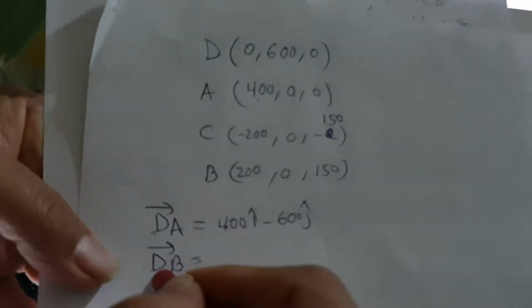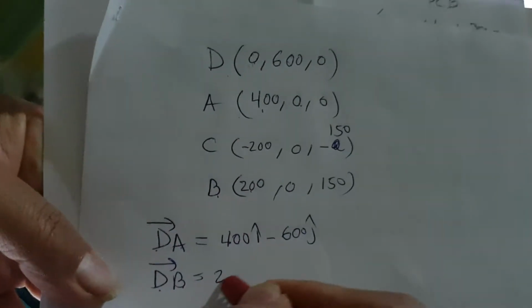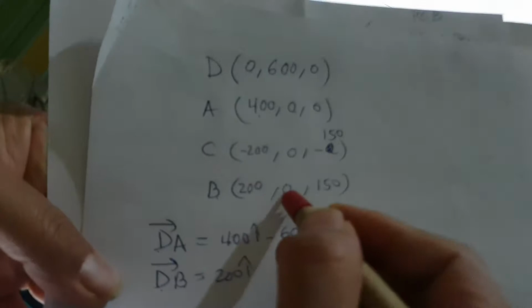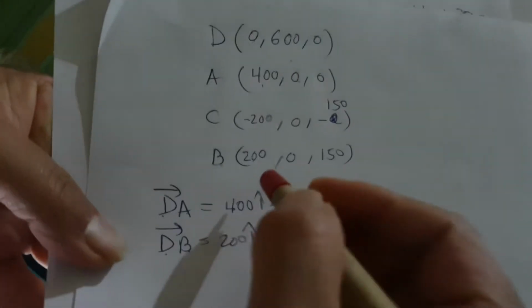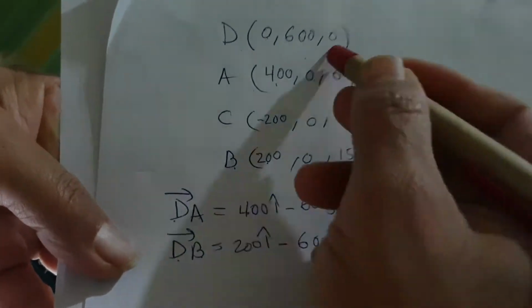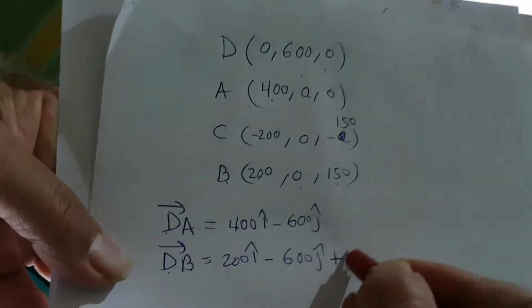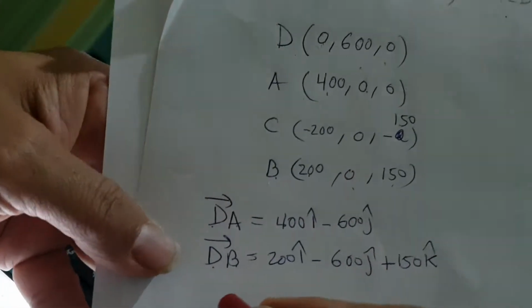So which means B minus D. B minus D: 200 minus 0, 200 I. 0 minus 600, minus 600 J. And 150 minus 0, plus 150 K. Okay. Next one, DC.